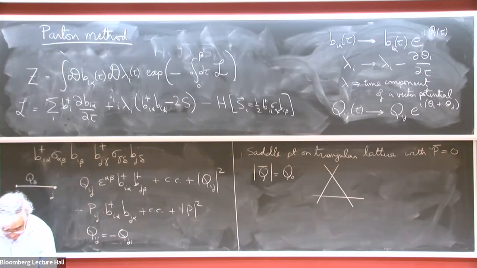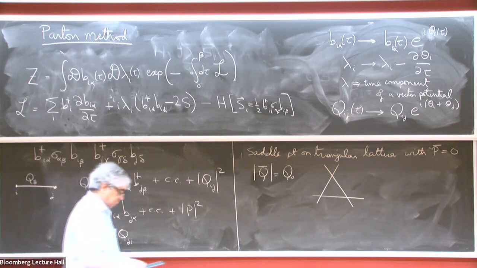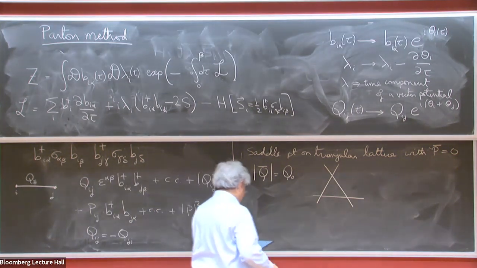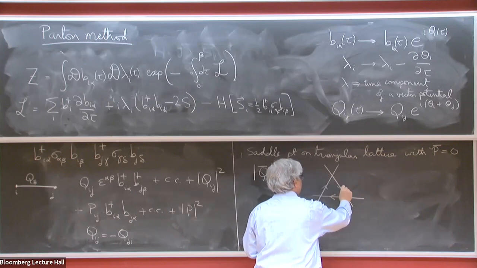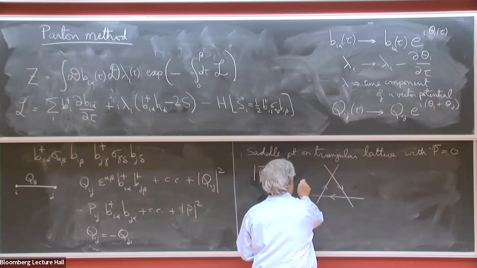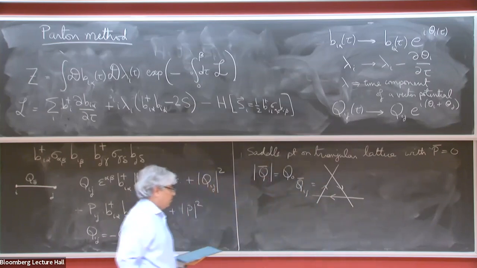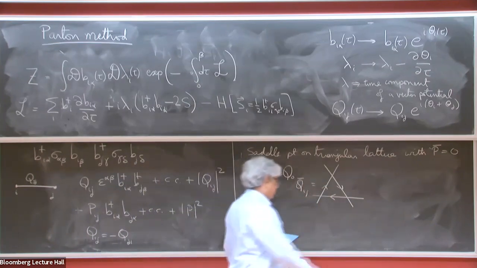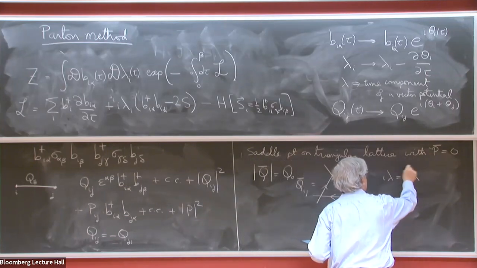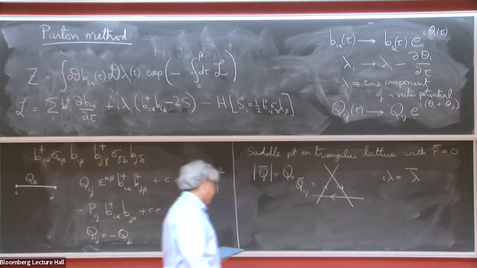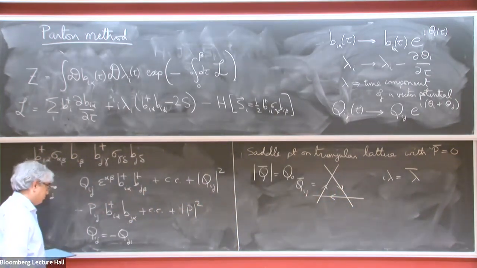And so when you do all of that calculation, you get some orientation, which is in one of the figures in the notes, something like this. Basically this is the orientation of the qij, the average value. Then you also have a saddle point for lambda, and you take the saddle point of lambda with i lambda as a real number, which is lambda bar. So you have to go off in the complex lambda plane.